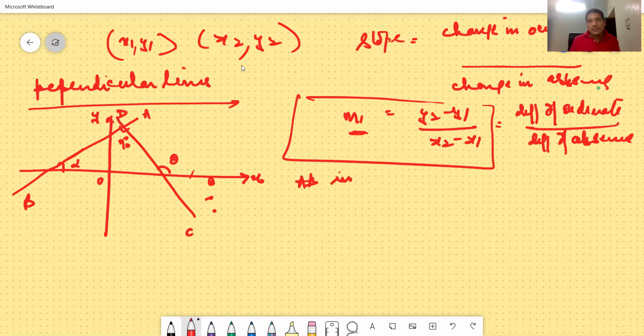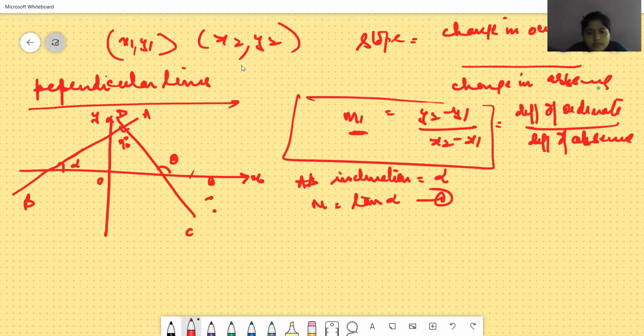Now for this line AB, say inclination is how much? Alpha. The slope equals tan alpha. Right. For line CD, tell me what is the inclination? Theta. So theta, this angle. Okay. So slope is how much? Tan theta.